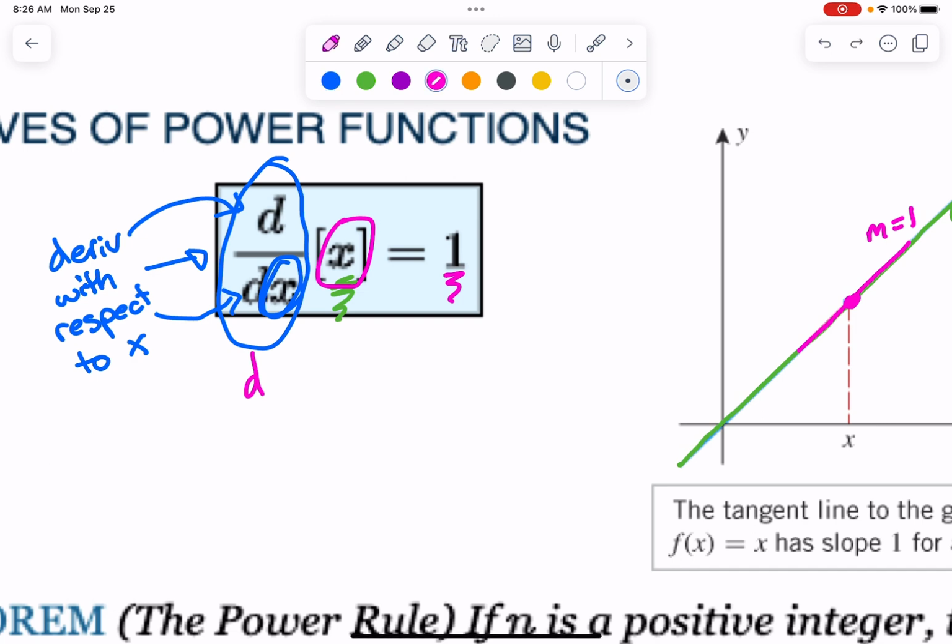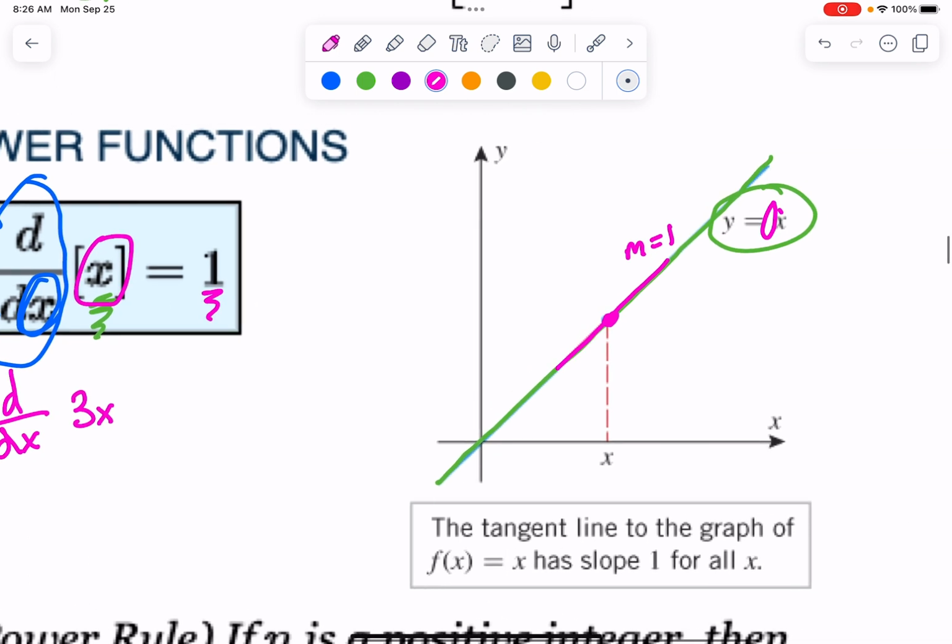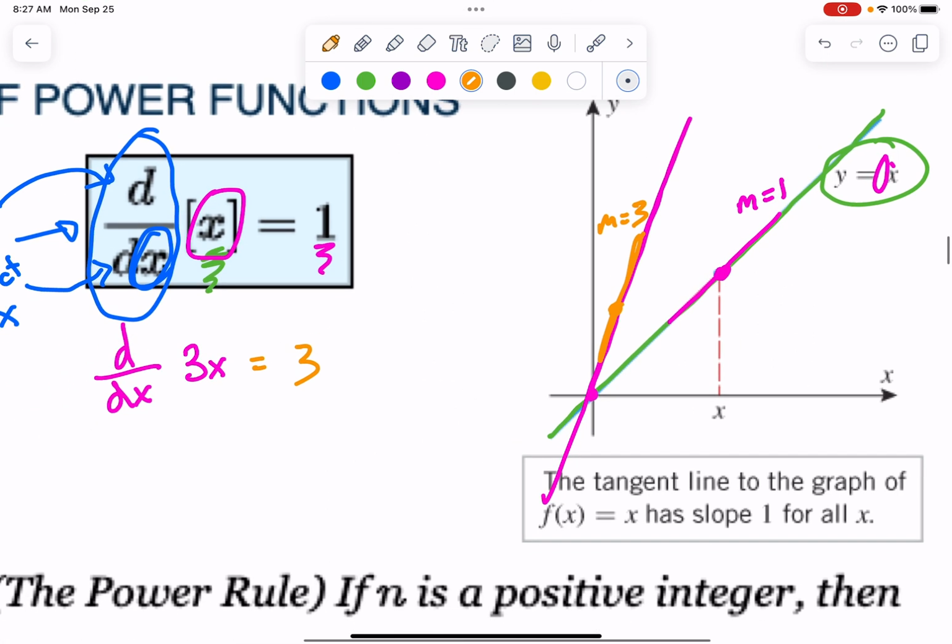So d over dx, let's say I'm doing 3x instead, okay? Now I'm looking at this function, and 3x is going to start at 0, and it's going to go up 3 and over 1, so it looks like this. And let's say I'm trying to find the slope of that tangent line. The tangent line is going to live on top of there, and so its slope is going to be 3 as well. So whenever you have a power function like x or 3x, it's just the coefficient out in front.